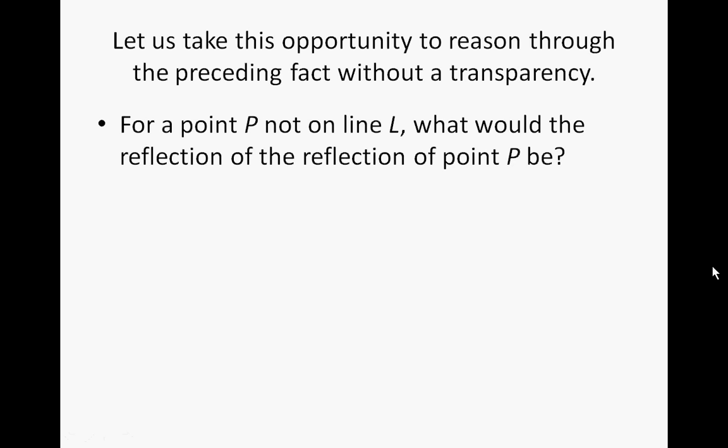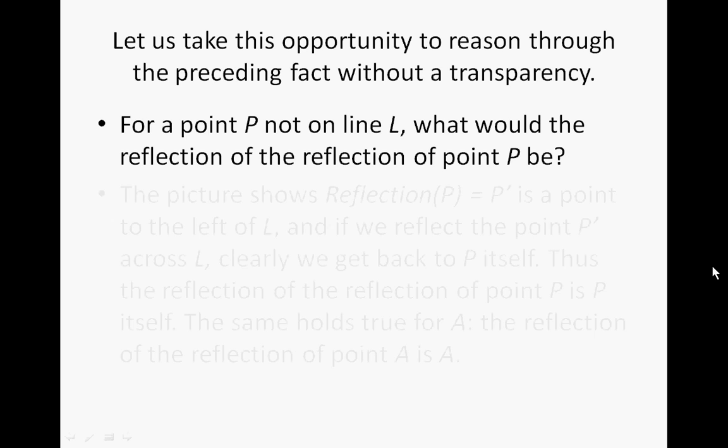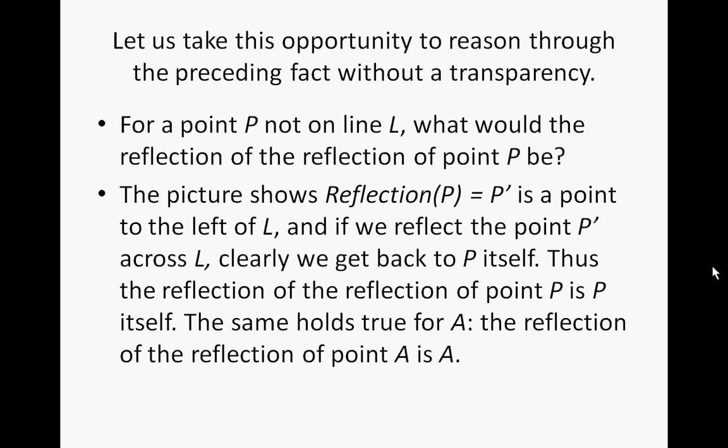So let us take this opportunity to reason through the preceding fact without a transparency. For a point P not on the line L, what would be the reflection of the point, reflecting it once and then reflecting it again? Well, the picture shows that the reflection of P is P prime, a point to the left of L, and if we reflect the point P prime across L, clearly we get back to P itself. Thus the reflection of point P is P itself. The same holds true for A. The reflection of point A is A.